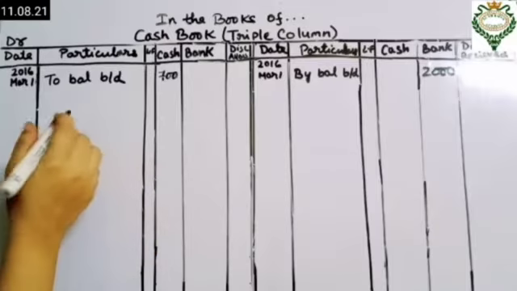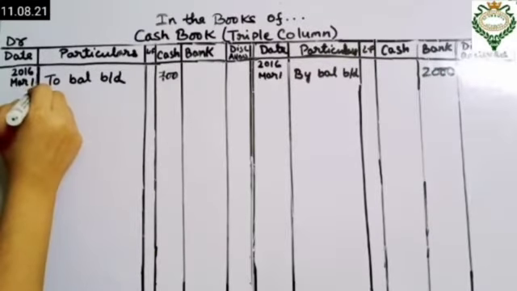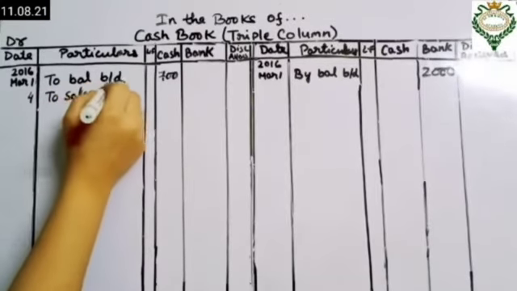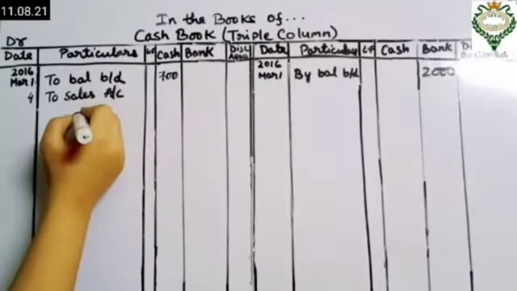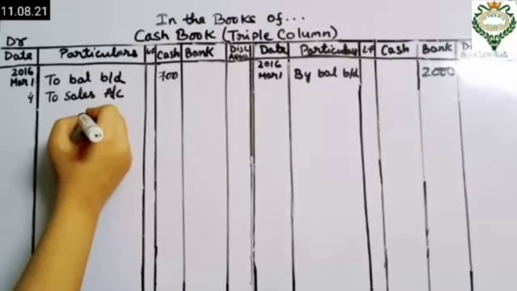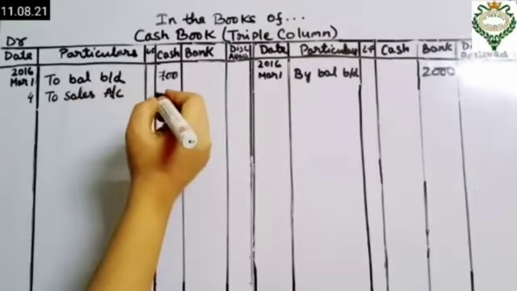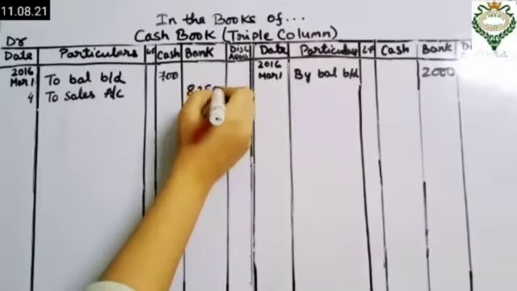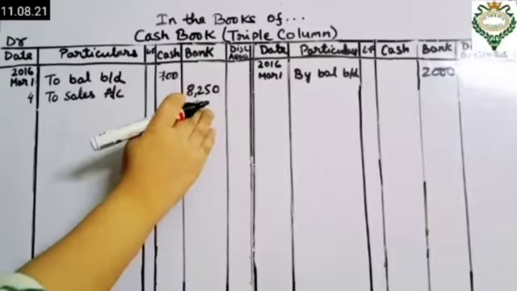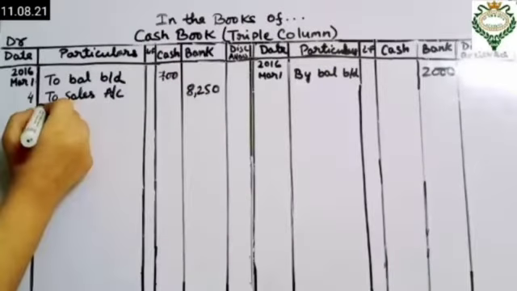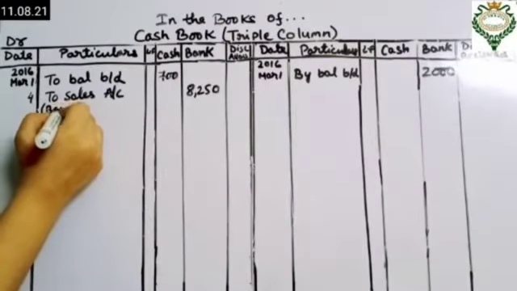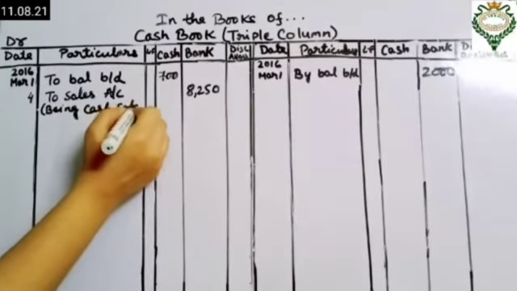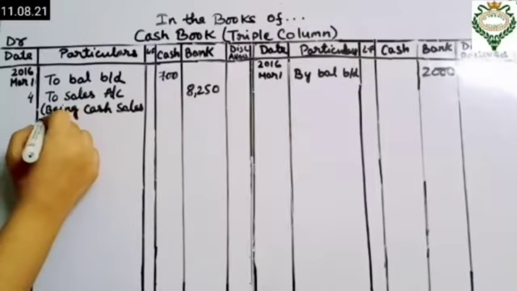So that means we have to record at the debit side because it is a sales account. So to sales account we are getting the money by selling the goods. And the amount is 8250 that we have to record at the bank column because we are receiving the money through check. And we have to write the narration also here, being cash sales, paid into bank.